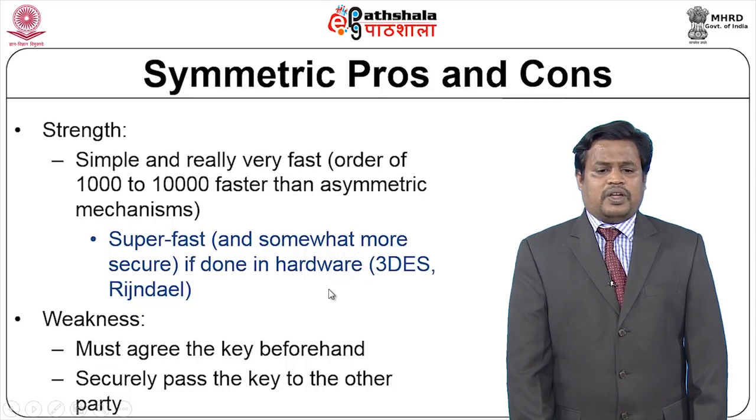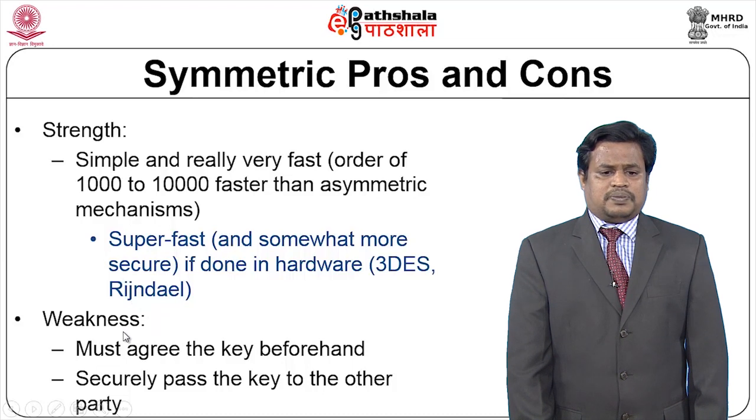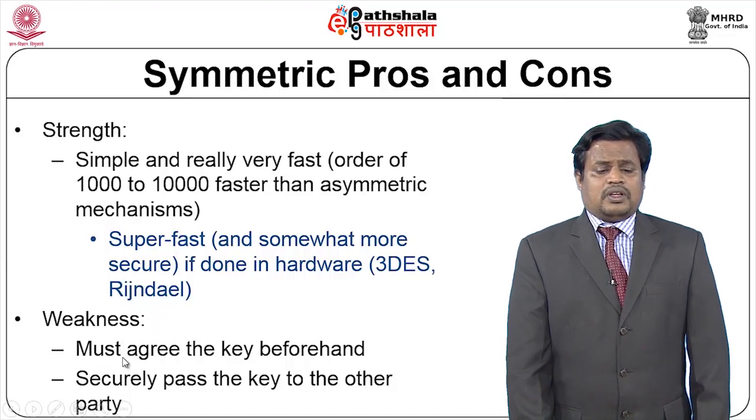That mechanism is going to be compared here, where the strength is that it is very fast, and somewhat more secure if done in hardware. Suppose we have hardware itself doing the encryption instead of software, then it is much faster when compared with the software mechanism. Examples are Triple DES and also the Rijndael algorithm. The weakness is that you must agree on the key beforehand.